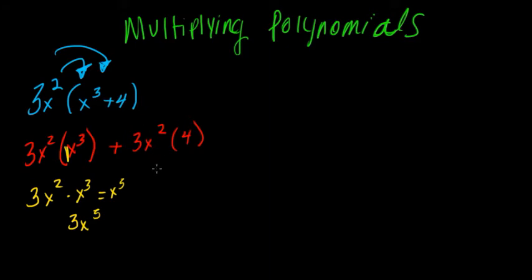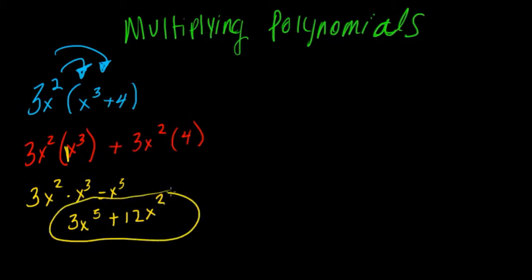Now, with this over here, I don't have any variables on this 4. I just have the constant term 4. So I multiply 4 times 3, and I get 12, so it'll be plus 12. And then, of course, I bring down my variable part, which will be x squared. So I have 3x to the 5th plus 12x squared. And this is the product of this monomial times this binomial.